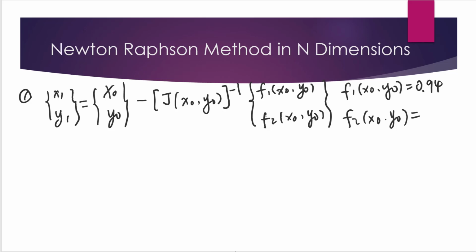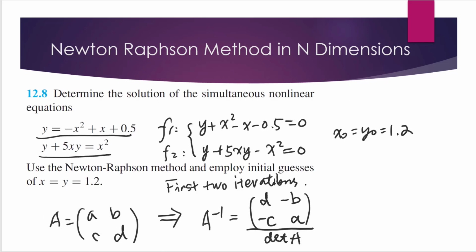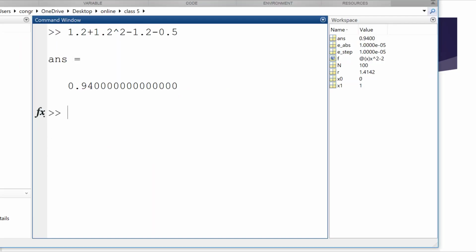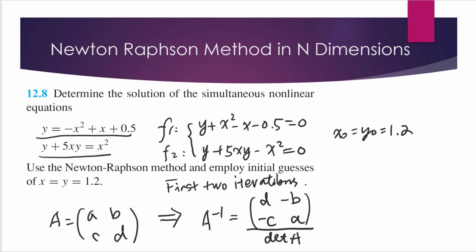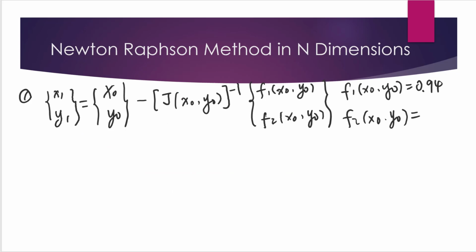Now let's evaluate f2 at x0, y0. f2 is y plus 5xy minus x squared, so it is 1.2 plus 5 times 1.2 times 1.2 minus 1.2 squared. This should be 6.96.